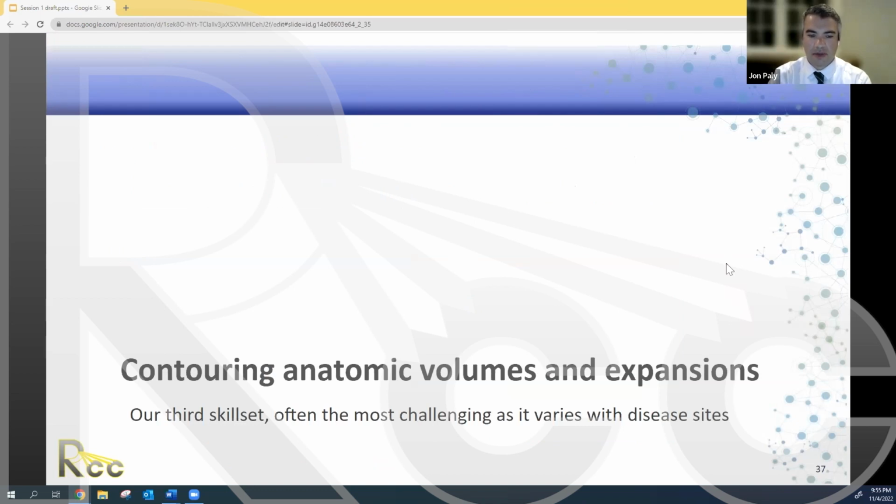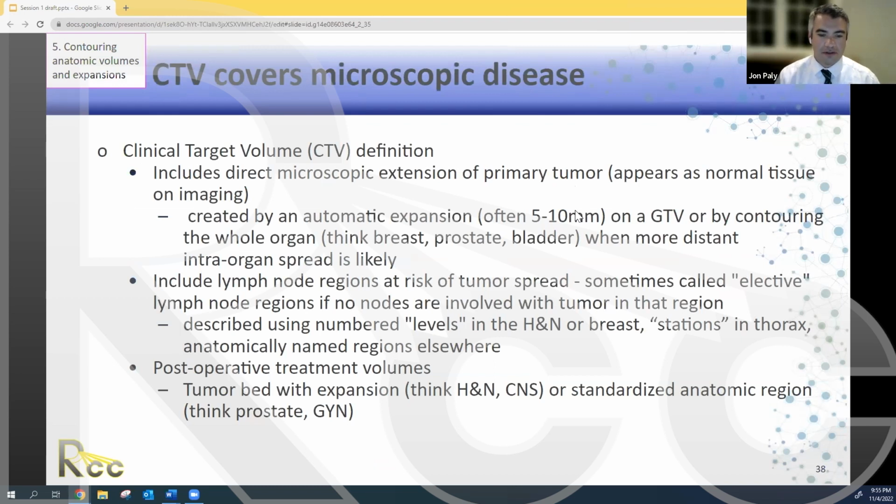All right, so next we're going to be talking about expanding our GTVs into CTVs and different ways to approach elective treatment volumes. Again, we're all very familiar with the clinical target volume, but to break it down a little bit more, there are really three broad categories of clinical target volume, or CTV, and they all have one thing in common: what we're trying to do is treat microscopic or subclinical disease. And so this can include going through these three different categories.